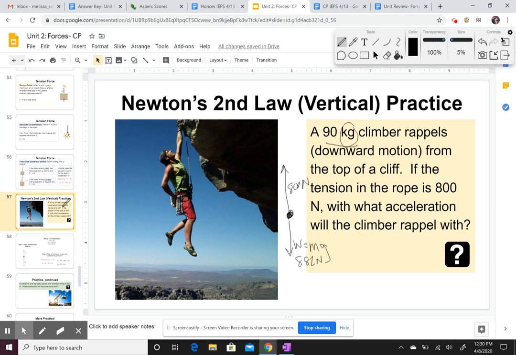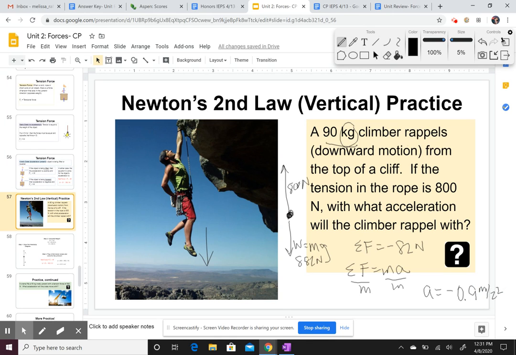So 800 newtons pulling up, 882 newtons pulling down. So my net force is going to be negative 82 newtons. There's an extra 82 newtons pulling downward, so he's going to be accelerating in the downward direction. So then I take Newton's second law, net force equals ma, divide out the mass to solve for a. So negative 82 divided by his mass of 90 gives us an acceleration of negative 0.9.